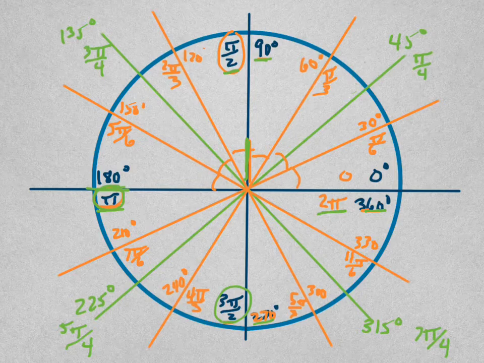Now, for the measures of the side lengths, remember this is called the unit circle because the radius is 1 unit. So this distance from here to here is 1. And if that radius is 1, and if this is 30 degrees in here, then you remember the 30, 60, 90 triangle?